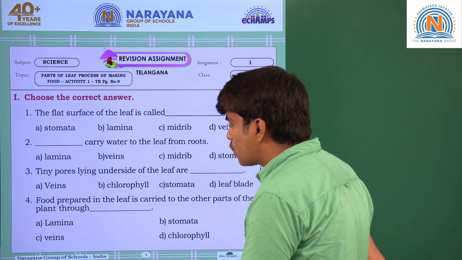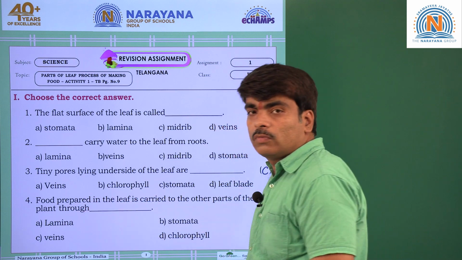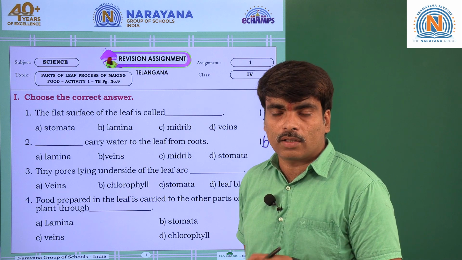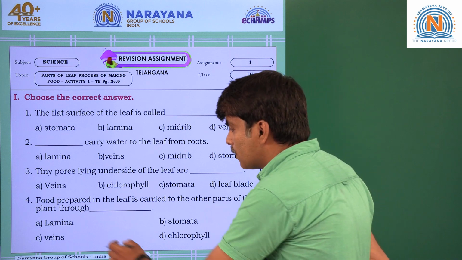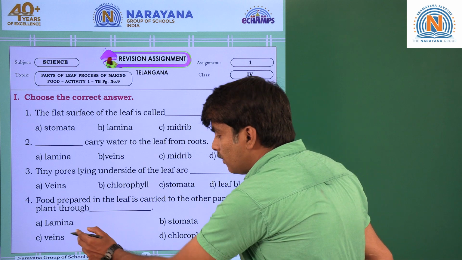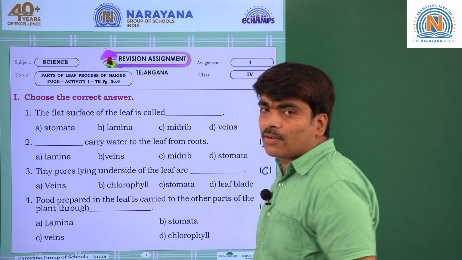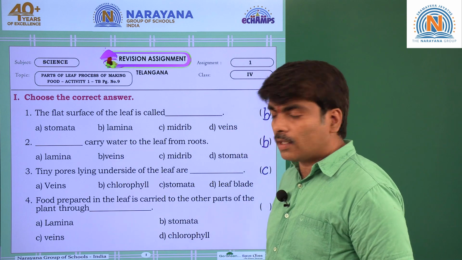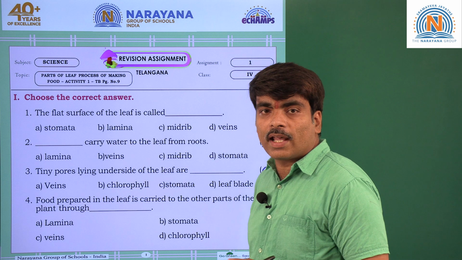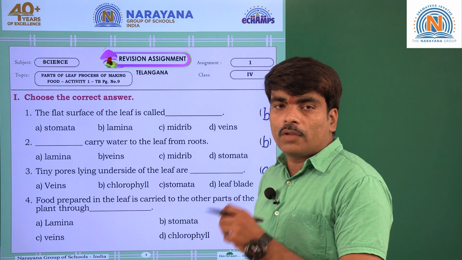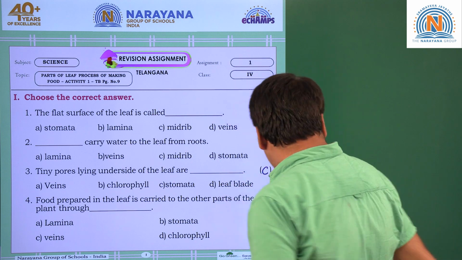We'll move to the fourth question. Food prepared in the leaf is carried to the other parts of the plant through. We know that the leaf prepares the food for the plant. That food is stored in different parts. How is it transported to those parts from the leaf? We'll see the options. A. Lamina, B. Stomata, C. Veins, D. Chlorophyll. Of all this, we know that lamina is the flat surface, stomata are the small pores present in the leaf, and chlorophyll is the green pigment of the leaf. So our answer is veins. Veins carry the food from the leaf to the different parts. So our option is C.